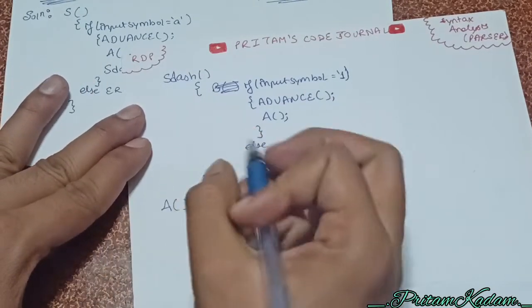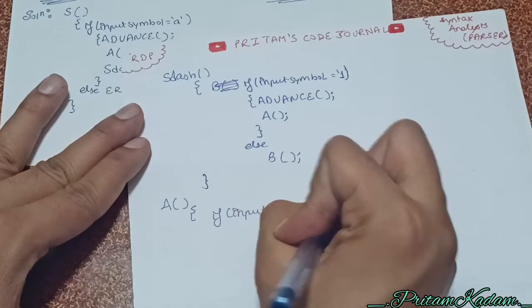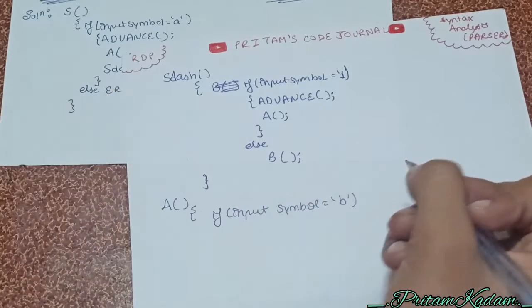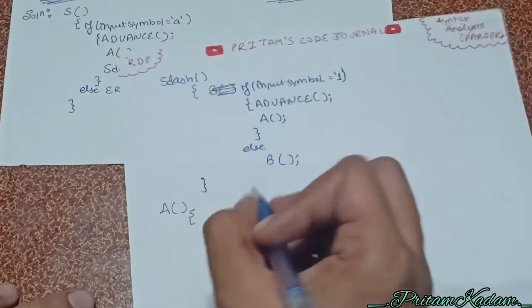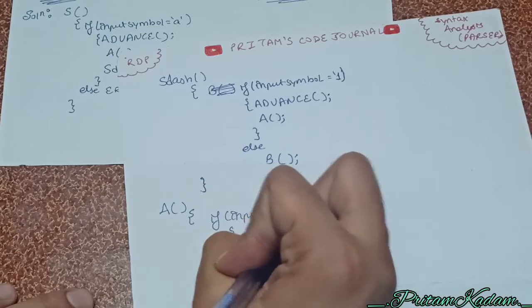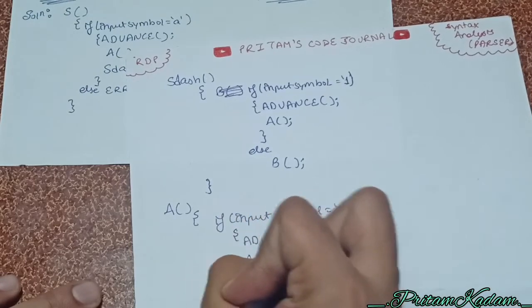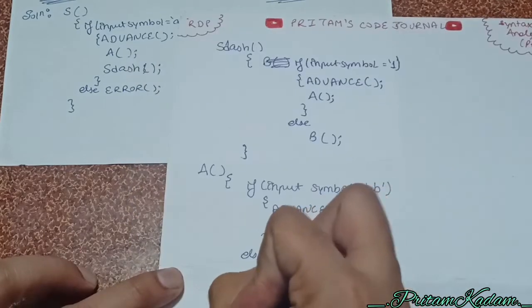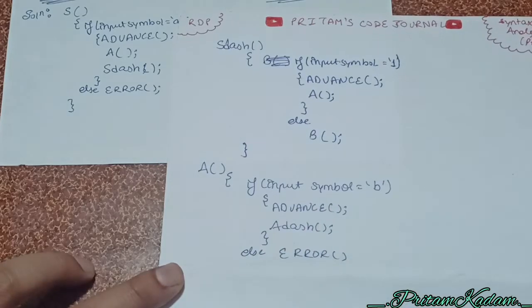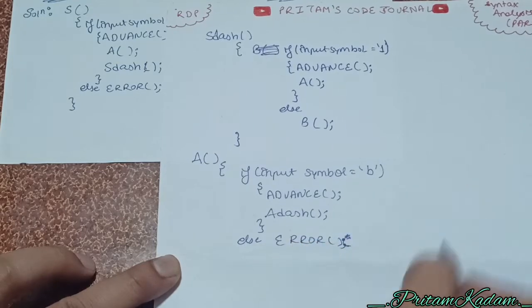So in A production we have the first of all input symbol as b, so I will write if input symbol equals b, we will write advance and the next non-terminal, that is A'. Okay, so first of all I will write advance function and then I will write the A'. So let us write that down. So advance and then we have b A' in the A's production, so I will write the A' in the RDP of this, and in the else part I will just write the error.